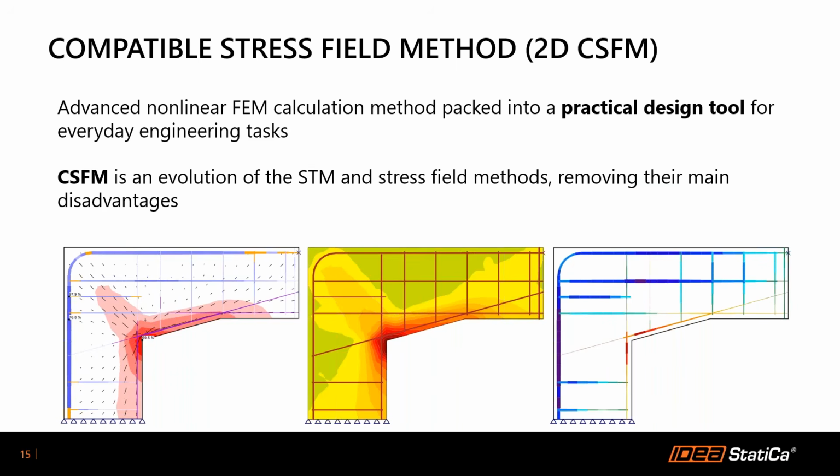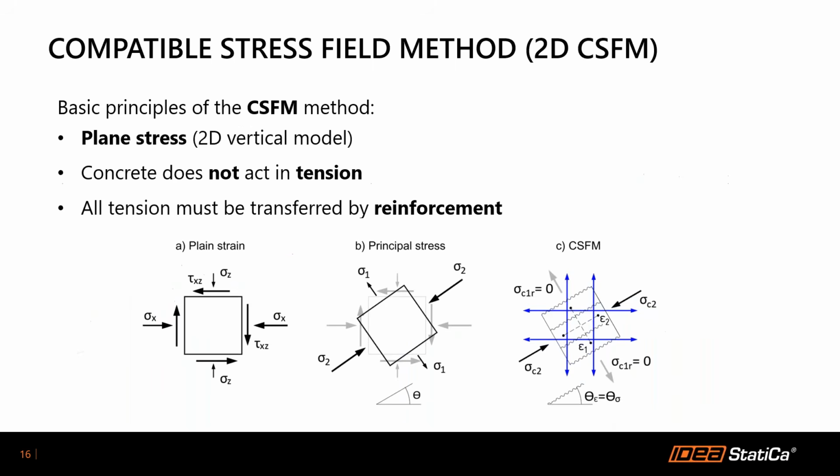The method CSFM is an evolution of the strut-and-tie method and stress field methods, while it removes their main disadvantages. Let's talk about the method and its basic principles. So we are calculating in plane stress. It is a 2D vertical model. The concrete does not act in tension, and all tension must be transferred by reinforcement.